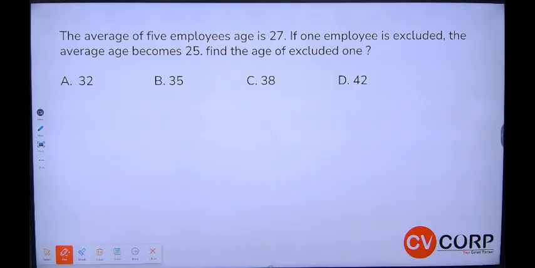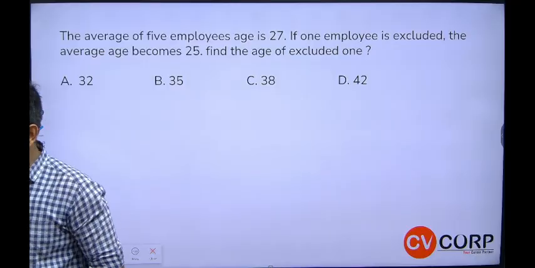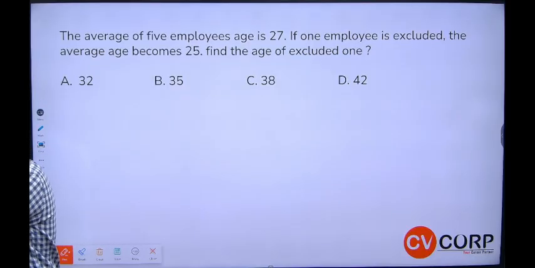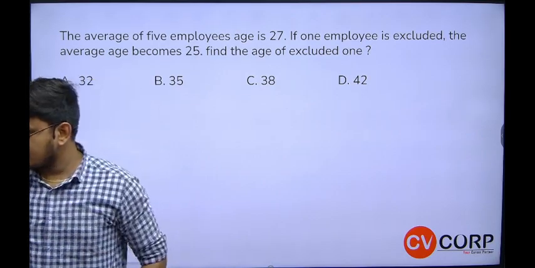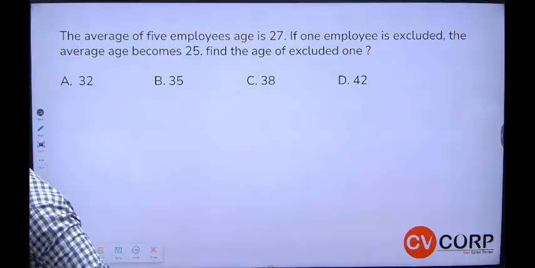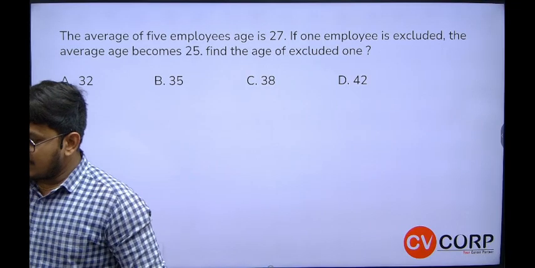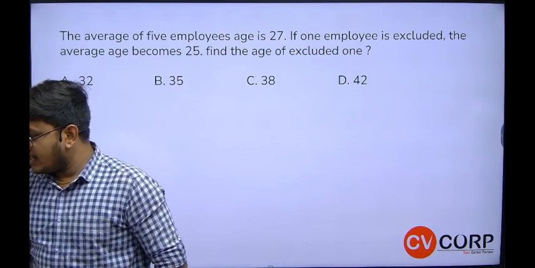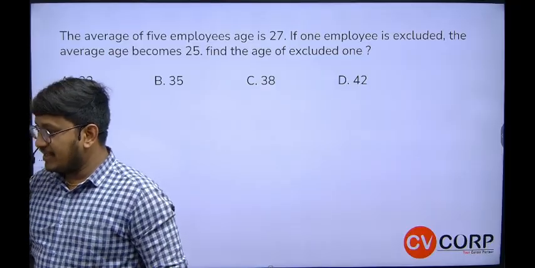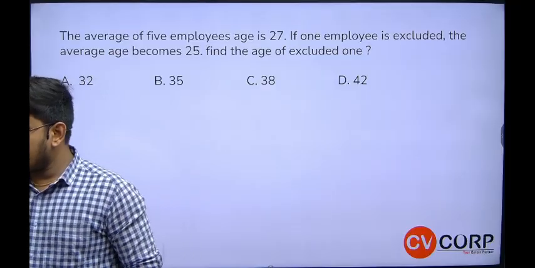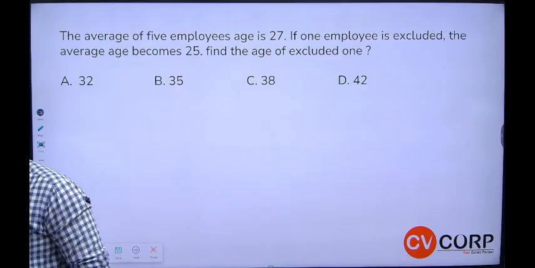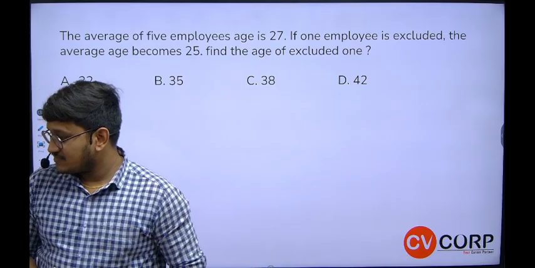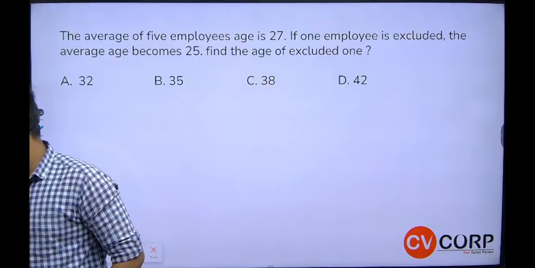Yes, I got one answer from Durga Prasad, 32. The question is given as: the average age of 5 employees is 27. If one employee is excluded, the average age becomes 25. Find the age of the excluded one. Yes, now I am getting answers as 35. Very good. Almost more than 10 answers I got.